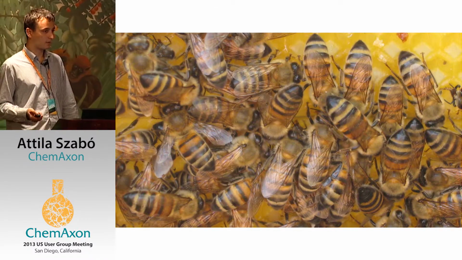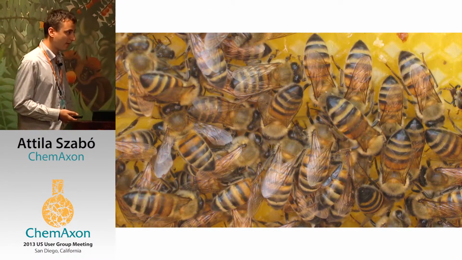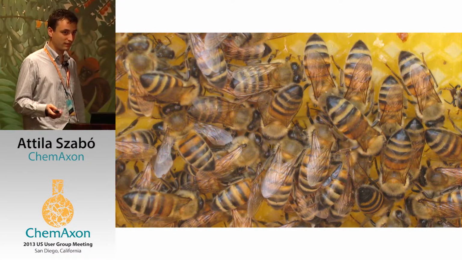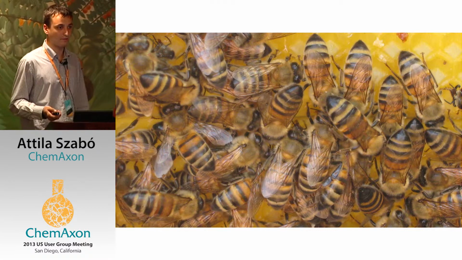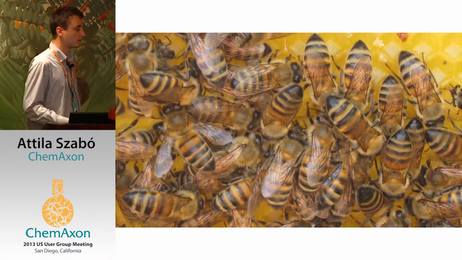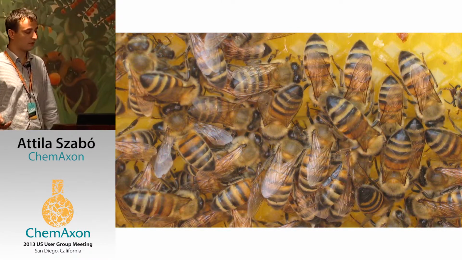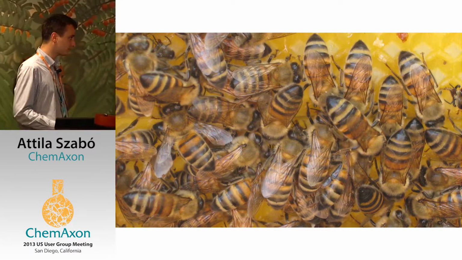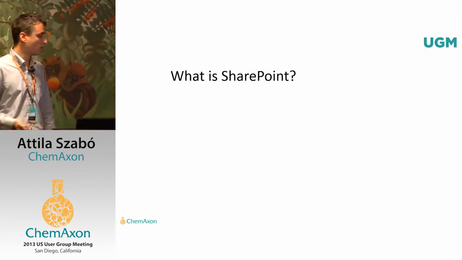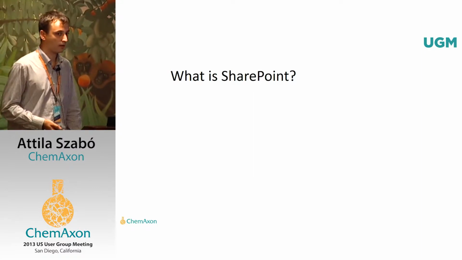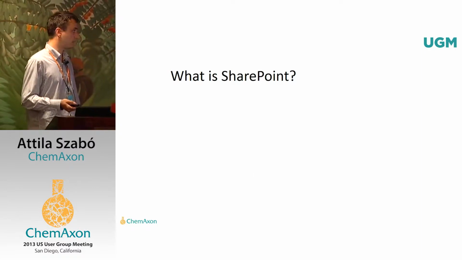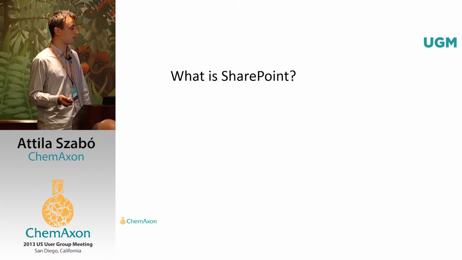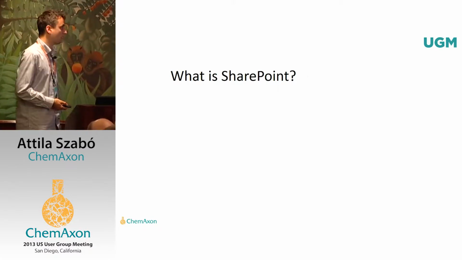Let me start with a rough analogy of a beehive, because what is a beehive all about? It is collaboration and sharing information to achieve a goal. And it could be regarded as similar to a company using SharePoint. But what is SharePoint? The proper answer is complex, but in short, it's a platform for sharing information.